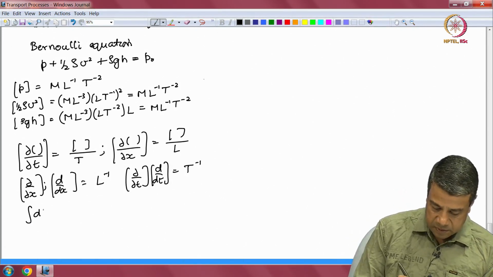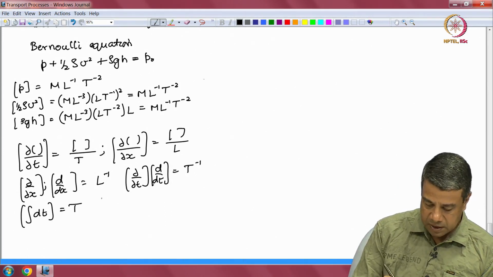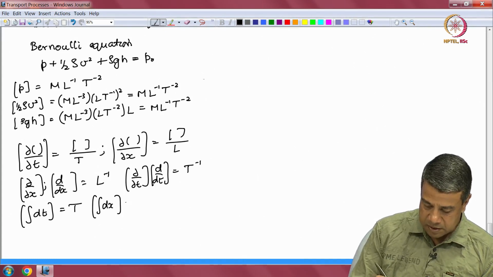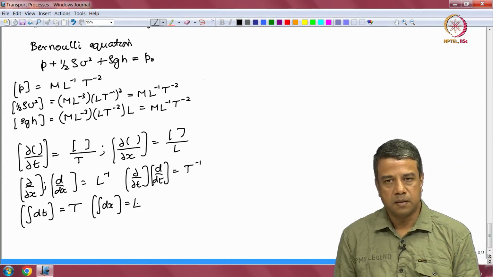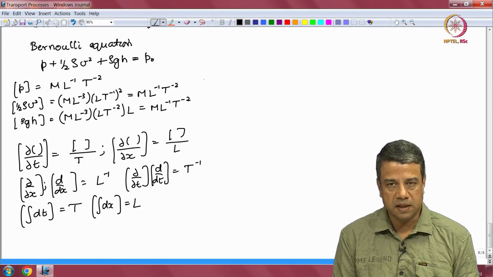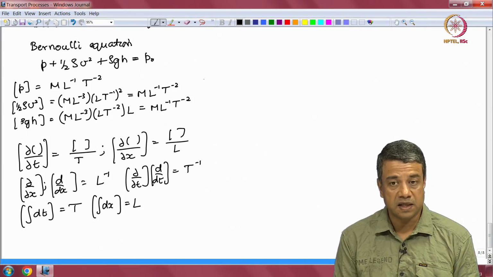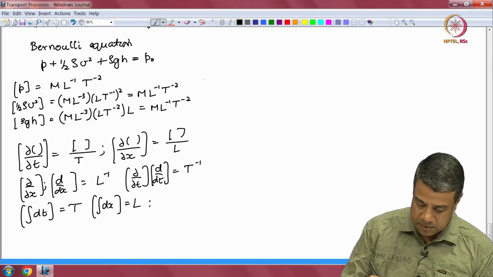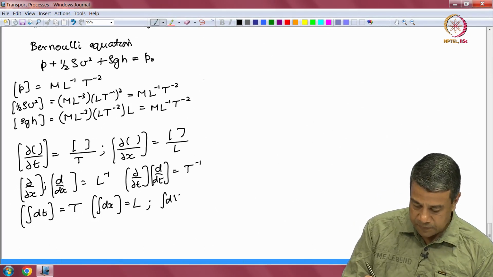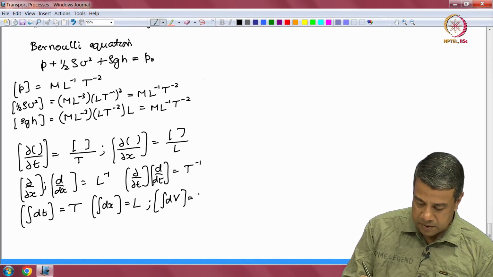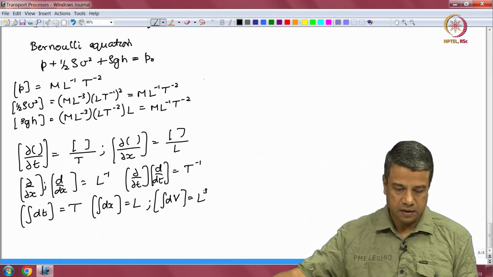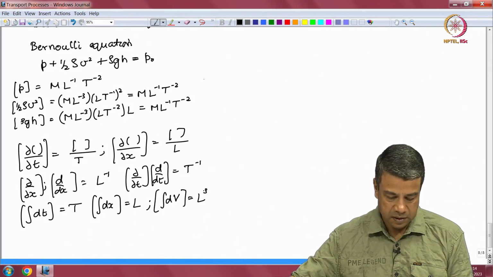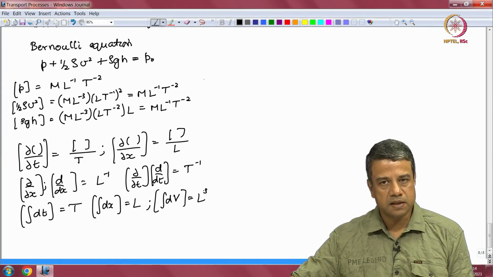Integral with respect to t has a dimension of time, integral with respect to x has a dimension of length, because you are integrating with respect to x, that is dx times something. So, that integral dx has dimensions of length. Similarly, integral over volume, the dimension of that is going to be length cubed. And there are other quantities that we will see later.